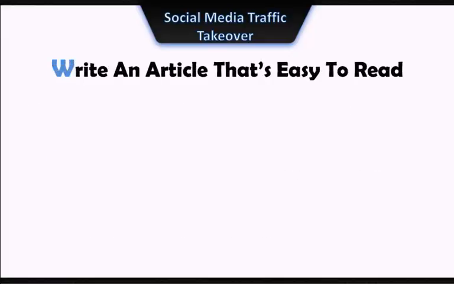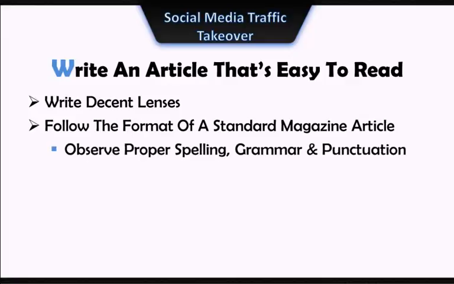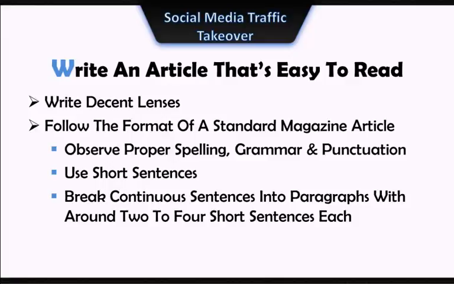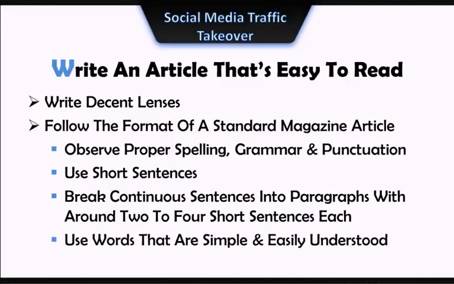Write an article that's easy to read. The next thing you need to do is to learn how to write a decent Squidoo lens, which often follows the format of a standard magazine article. Here are a few general tips to get you started. Observe proper spelling, grammar, and punctuation. Long sentences are fine for books and manuals, but casual internet readers prefer shorter sentences. Break continuous sentences into paragraphs with around 2 to 4 short sentences each. Use words that are simple and easily understood by most people.